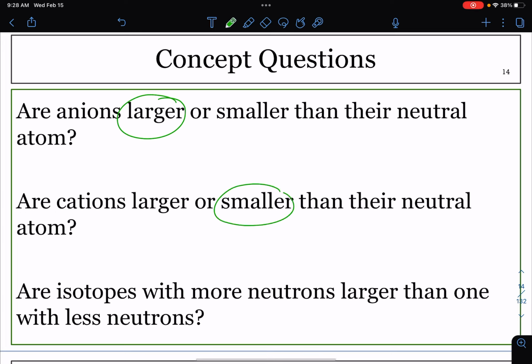Cations are smaller than their neutral atom because they lose electrons. And when they lose electrons, they do it specifically to lose the last shell. So cations have lost an entire last electron shell in order to become their cation. So they are smaller than their neutral atom.